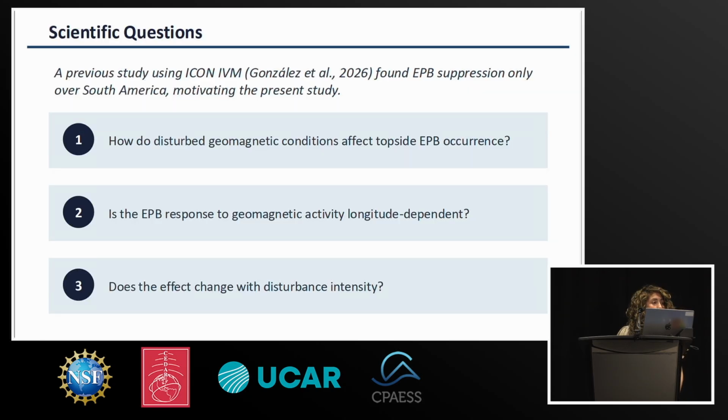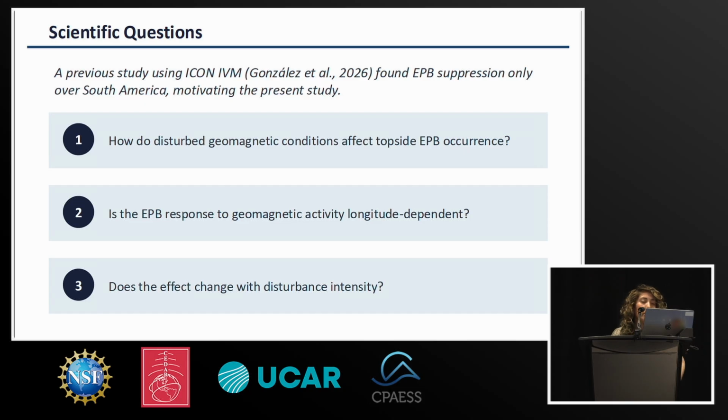Today I will present results from a superposed epoch analysis of COSMIC-2 IVM ion density data. This work was motivated by a previous one where we used ICON IVM ion density data, and we found that pre-midnight equatorial plasma bubbles were suppressed over South America during geomagnetic storms, but we did not observe the same effects over all the longitudinal sectors. So we decided to take a similar approach now, but using COSMIC-2.